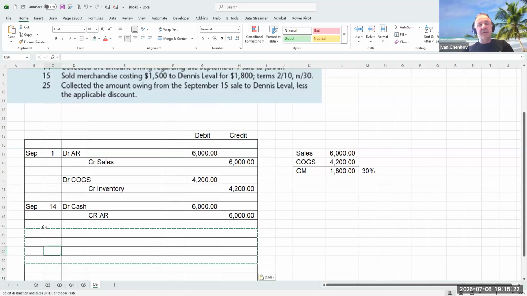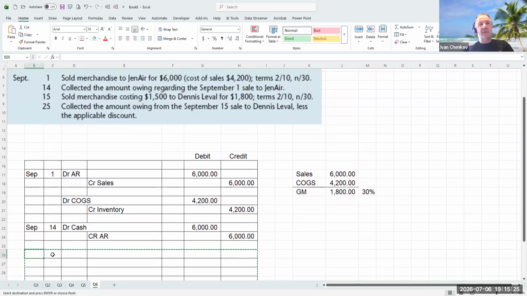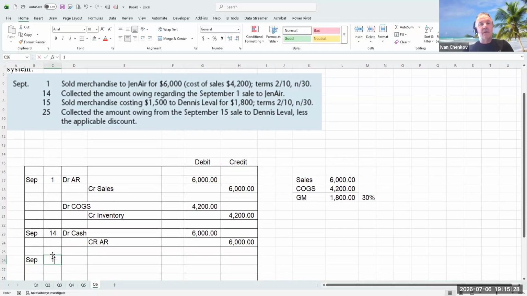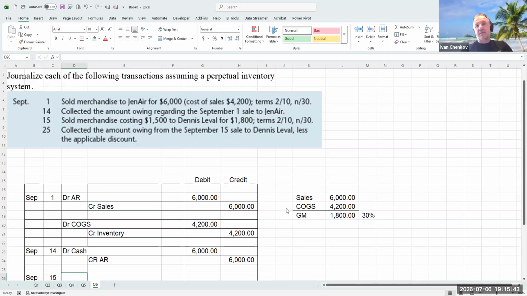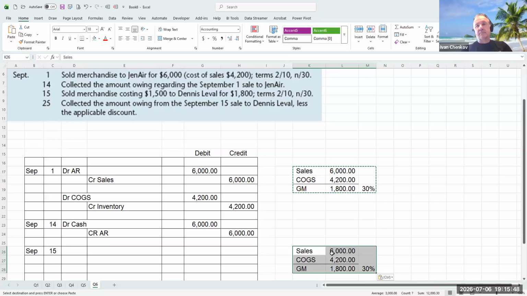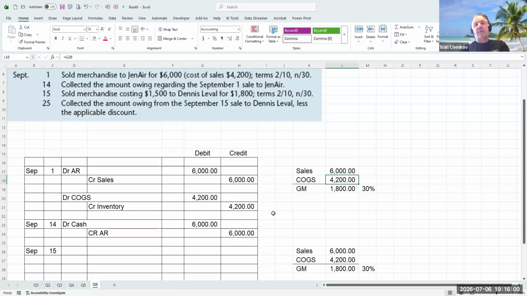Let's add some more space here and let's keep going with the next one. Then on September 15, we're doing the sale, another sale. Now this time the cost of goods sold is 1,500 and the sales is 1,800. So if you have to do this calculation again, let's make this one reading from here and this one reading from cost of goods sold. Okay, so we're going to do the same thing.